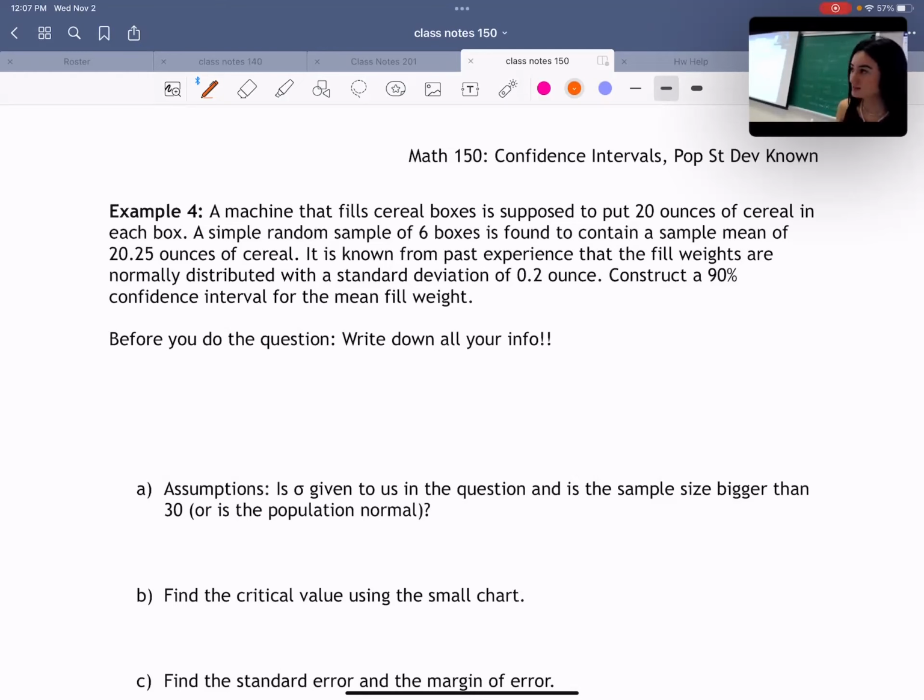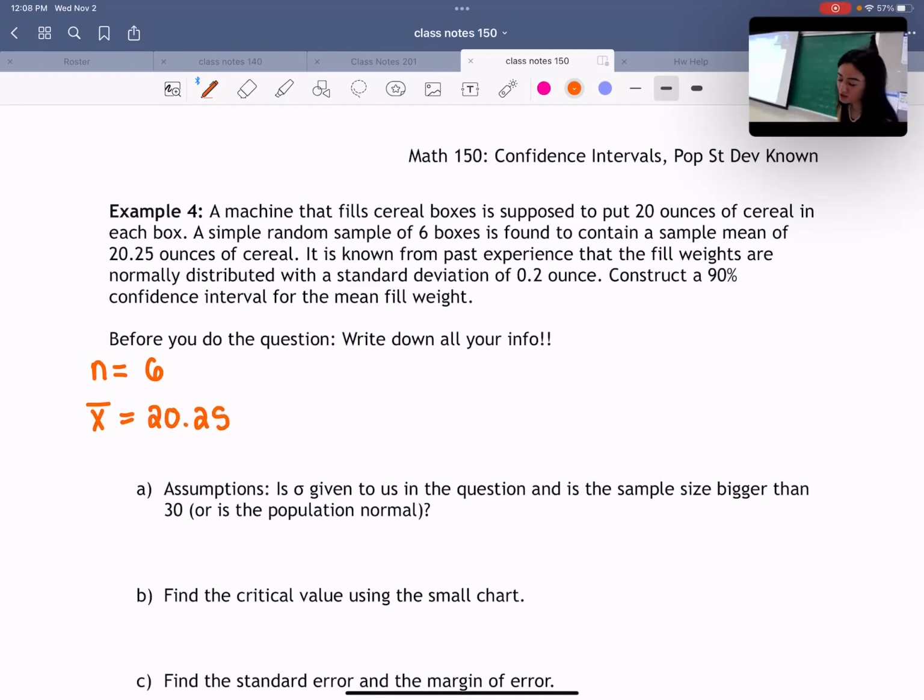N is the sample size, so N is going to be 6. This sample is found to contain a sample mean of 20.25. What symbol is 20.25? It's X bar. X bar is 20.25.